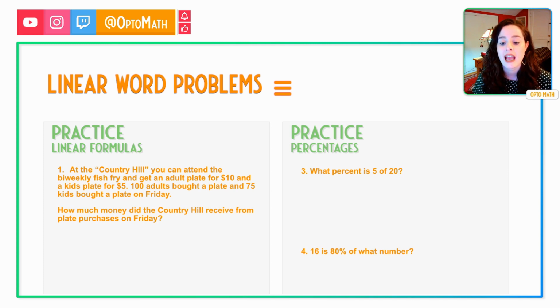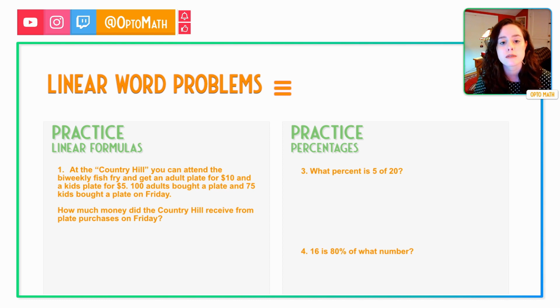Number 1 says, at the Country Hill you can attend the bi-weekly fish fry and get an adult plate for $10 and a kid's plate for $5. 100 adults bought a plate and 75 kids bought a plate on Friday. Or maybe their adults bought the plate for them, but regardless, the Country Hill's making that money from 75 kids' plates. So how much money did the Country Hill receive from plate purchases on Friday? So that's the question. So what's the total amount of money?